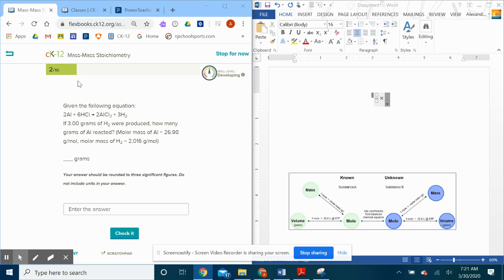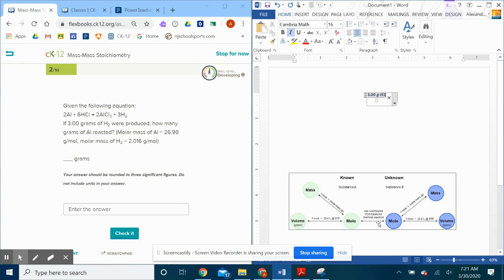This section focuses on converting from the mass of one compound to the mass of another. Here we have an example problem. I'll walk you guys through it. Given the following equation, if 3 grams of H2 were produced, so again, here's our given, we're going to write that first on the top left. So 3.00 grams of H2. If that many grams were produced, how many grams of aluminum reacted?